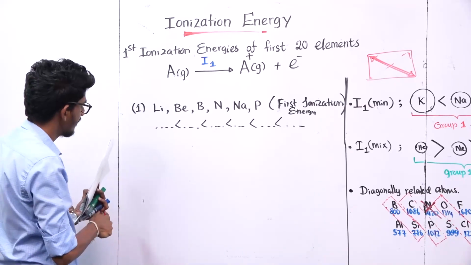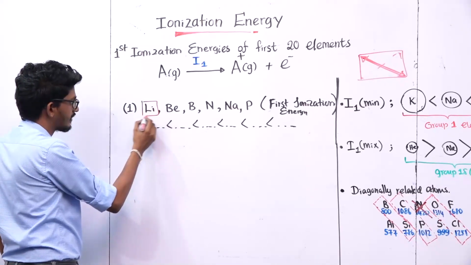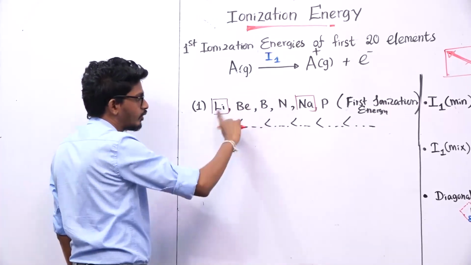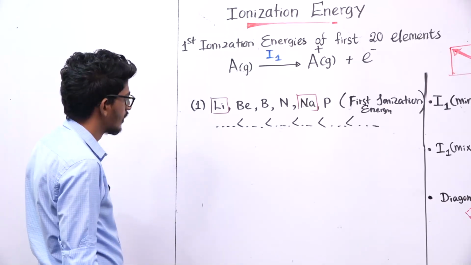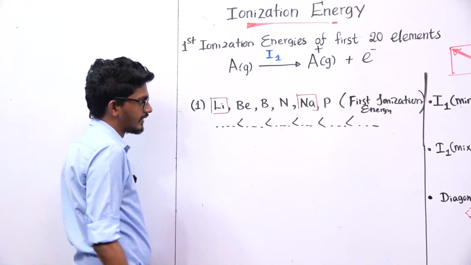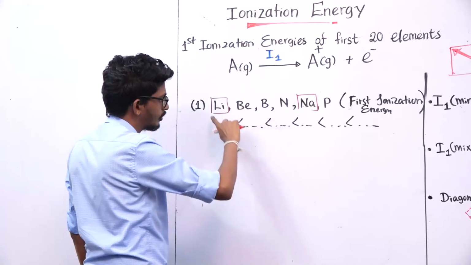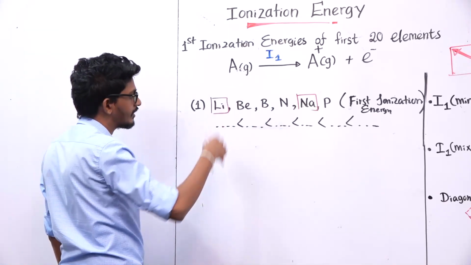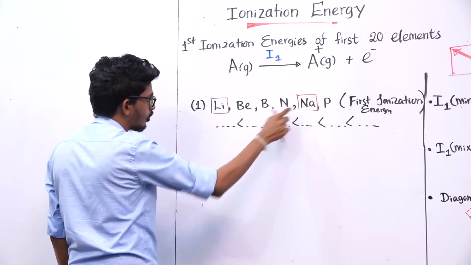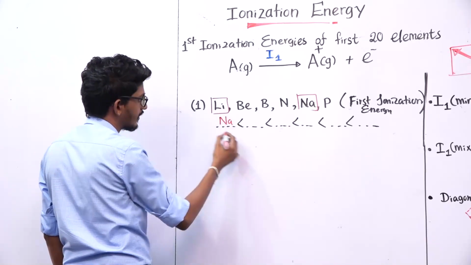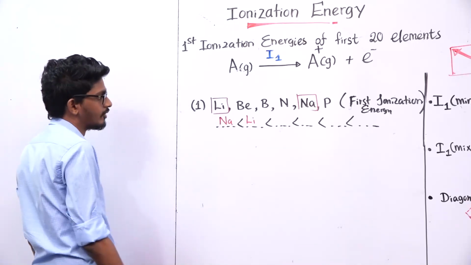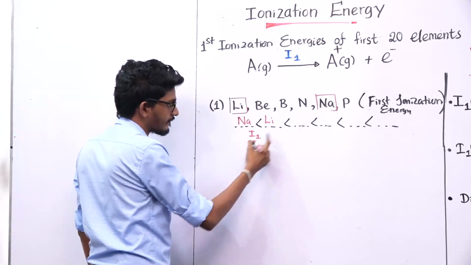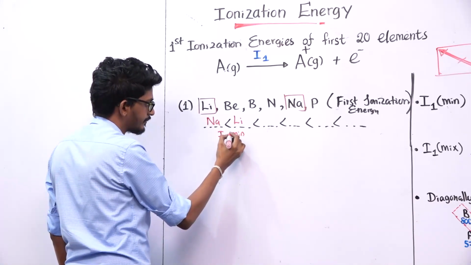So these come as minimums, I1 minimums. The group one elements come as I1 minimums, so those are here. The larger out of those two will have a smaller I1 value. The larger the atom, the easier it is to release the electron, less energy needed. So sodium has a smaller I1 compared to lithium. I located these two with the knowledge of I1 minimum values.